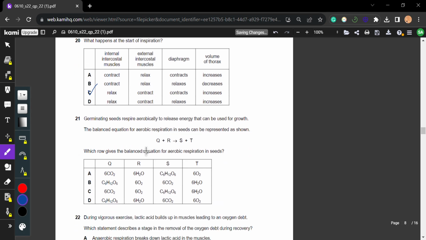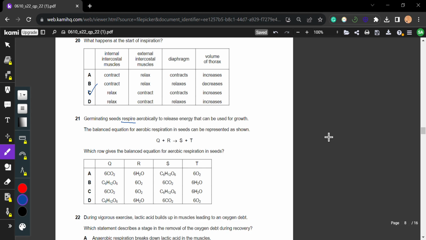Question number 21. Germinating seeds respire aerobically. Now, when you look at germinating seeds, you immediately go, oh, okay, it's the equation for photosynthesis. Now, that's exactly what they want you to think. Now, you have to read the third word, which is respire. I won't say I haven't made the same mistake. I've done this too in my mock examinations.